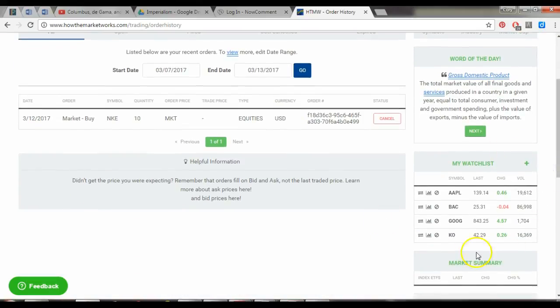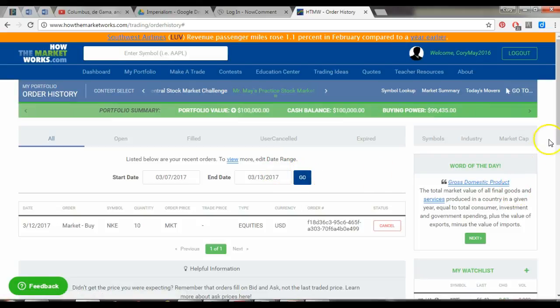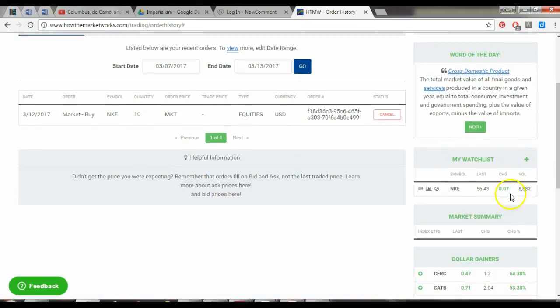You can also add stocks here on your watch list. If you just go down and hit this, you can add symbols. So that's why you need to know the symbols. If I wanted to add Nike to my watch list, I could just type it in, hit add, and it should go right here. Okay, so that's all you guys need to do.